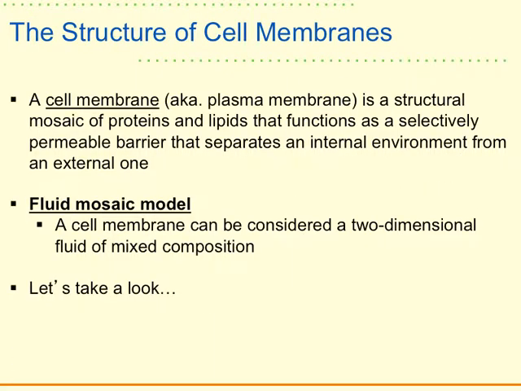So let's look at that cell membrane. The cell membrane, also known as the plasma membrane, is a structural mosaic of proteins and lipids, right? We learned about the phospholipid bilayer last time. It functions as a selective permeable membrane and barrier. It separates the internal environment of the cell, that cytoplasm, from the external environment, okay? And there's a model that's given to understand this plasma membrane. It's called the fluid mosaic model.